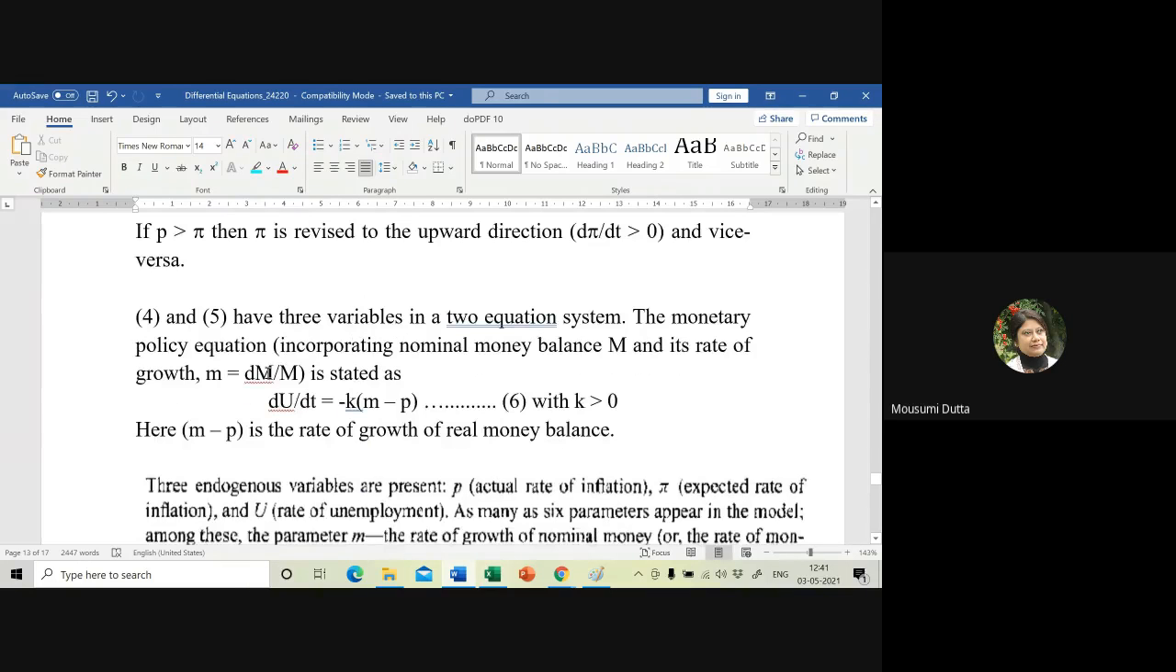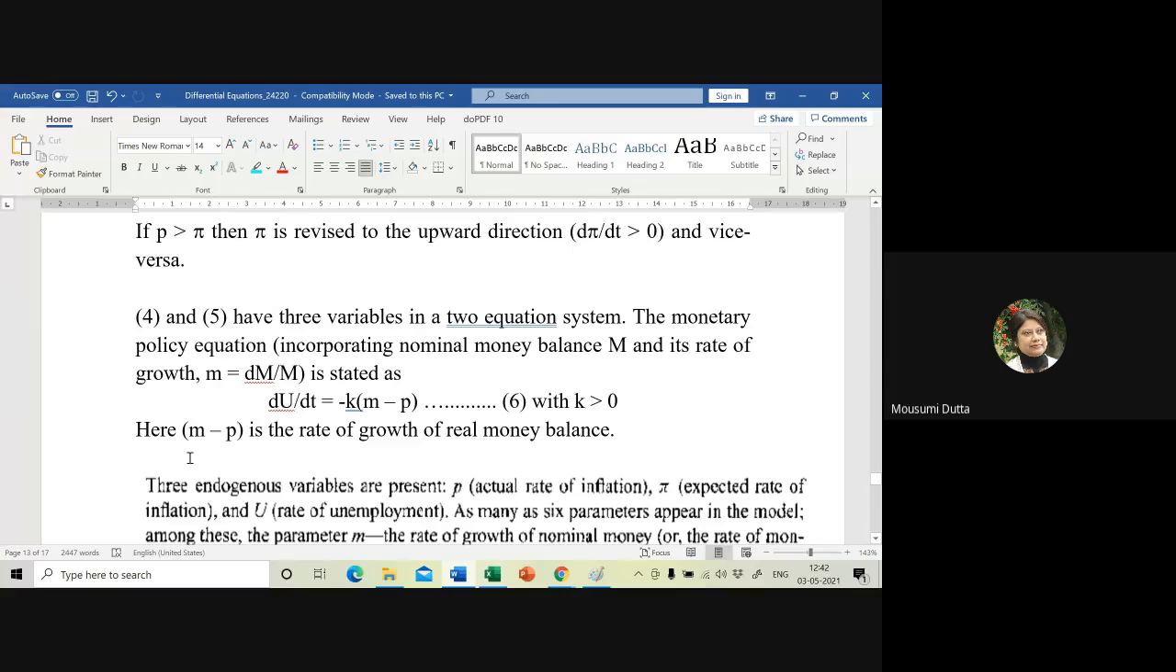The monetary policy equation incorporating nominal money balance M and its rate of growth, small m, dM by M, we can state the unemployment rate as du by dt. Here also, I wrote the matter in terms of u t plus 1 minus u t in this format. Here du by dt is equal to minus k into (m minus p). Here m minus p is the rate of growth of real money balance.